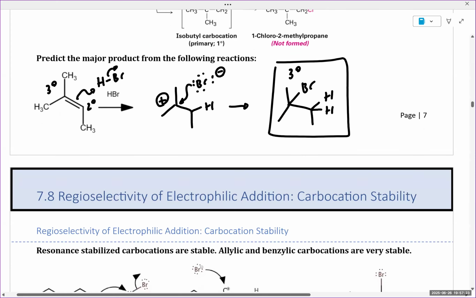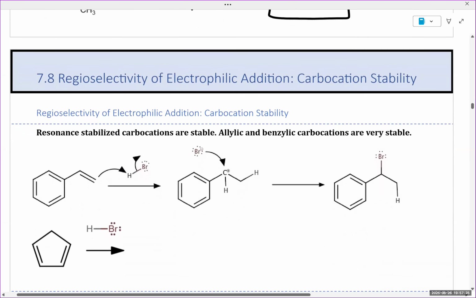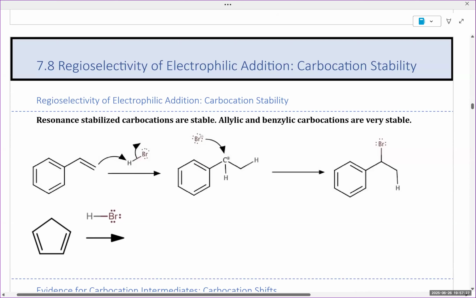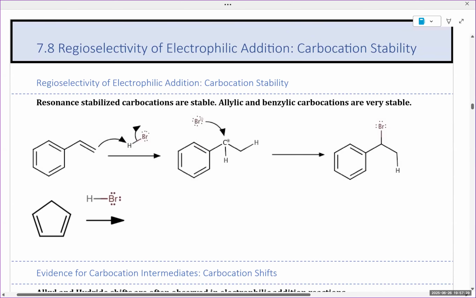Wonderful. Let's talk a little bit about the regioselectivity of electrophilic addition from the perspective of carbocation stability. Resonance stabilized carbocations are stable. Allylic and benzylic carbocations are very stable. So for example, if we look at something where we have an alkene that is adjacent to an aromatic ring, this is known as styrene.